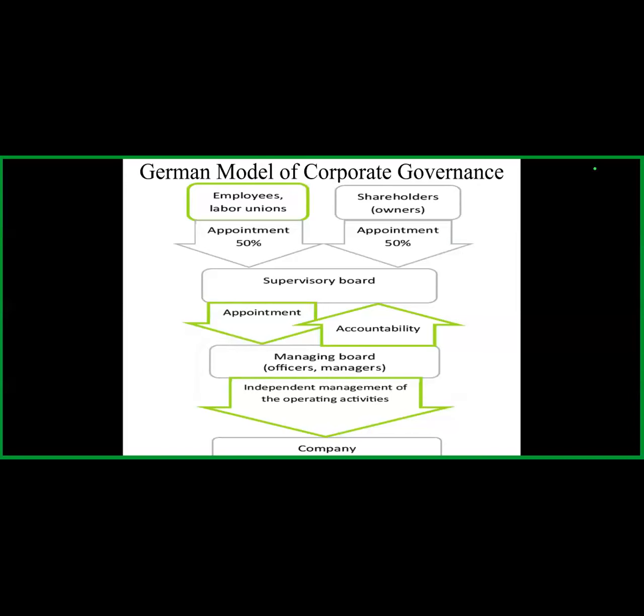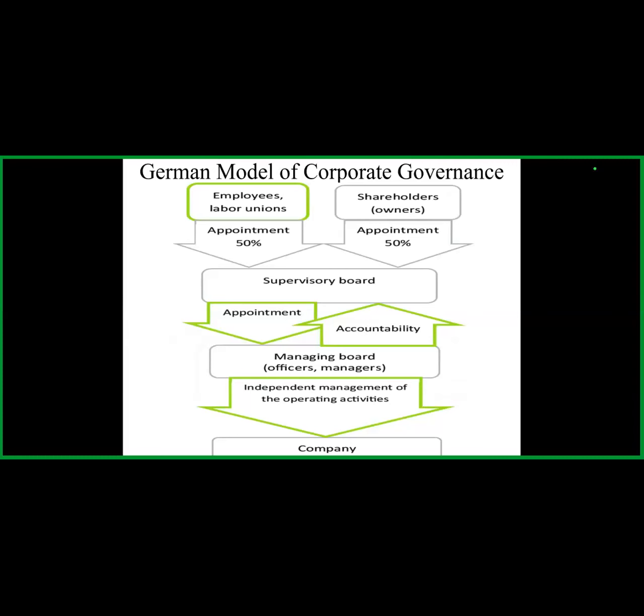For example, if 10 members are on the board of a particular company in Germany, then 50% will be appointed by the employees and trade union of that particular company, and the remaining 50%, that is, five members, will be appointed by the shareholders of that particular company. So here, equal opportunity, equal authority, equal rights are given to both the shareholders and the employees.